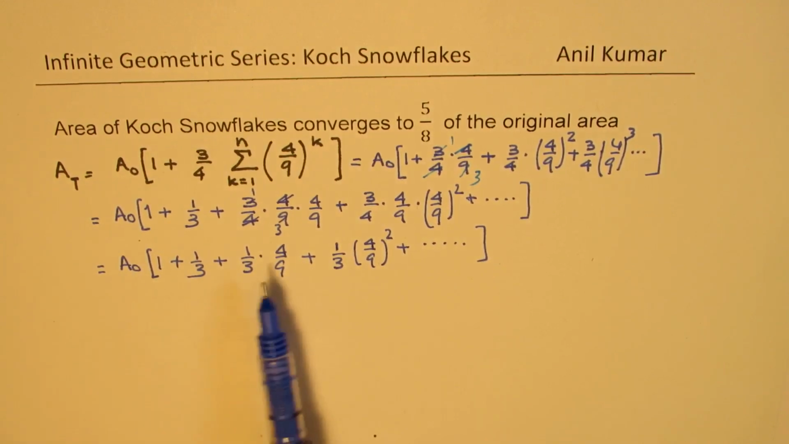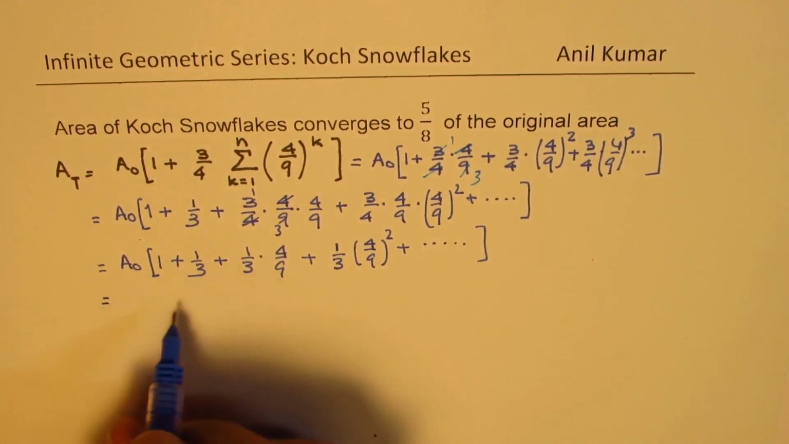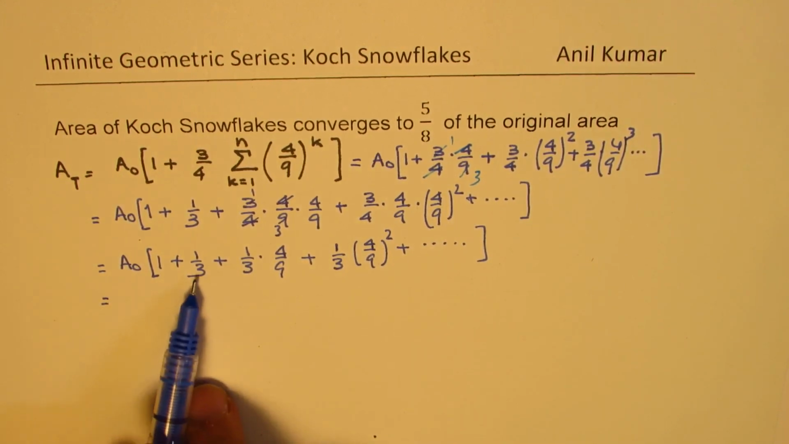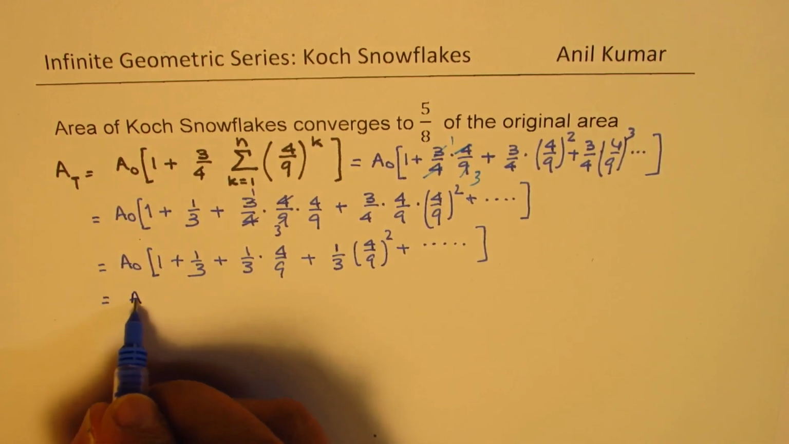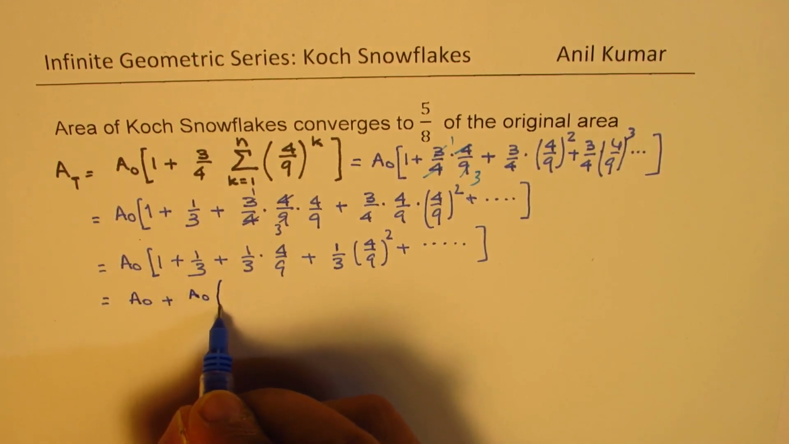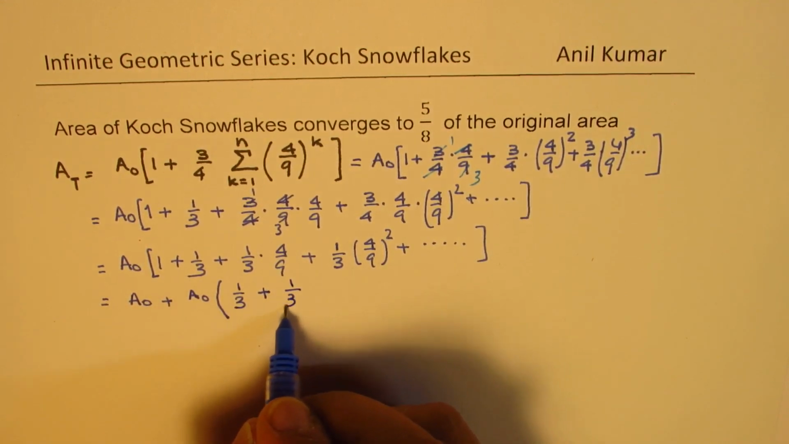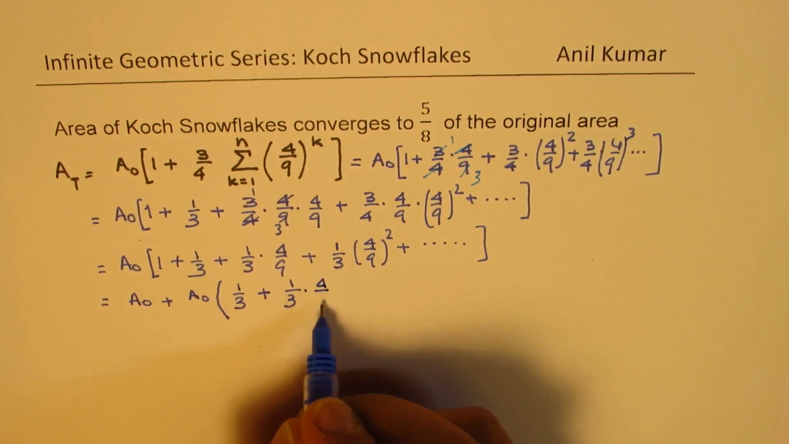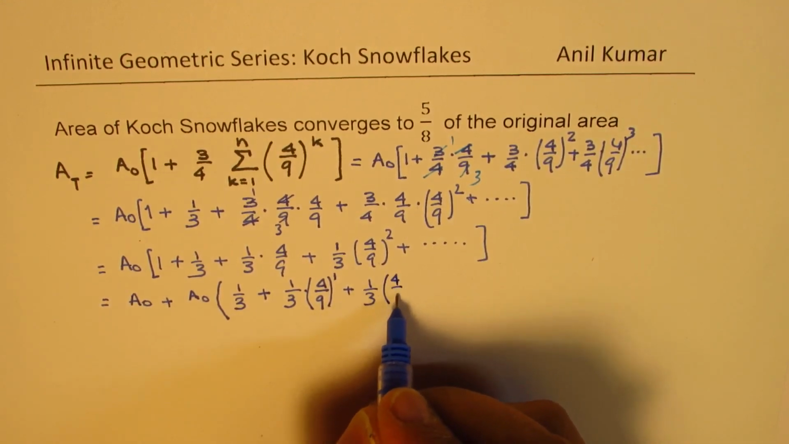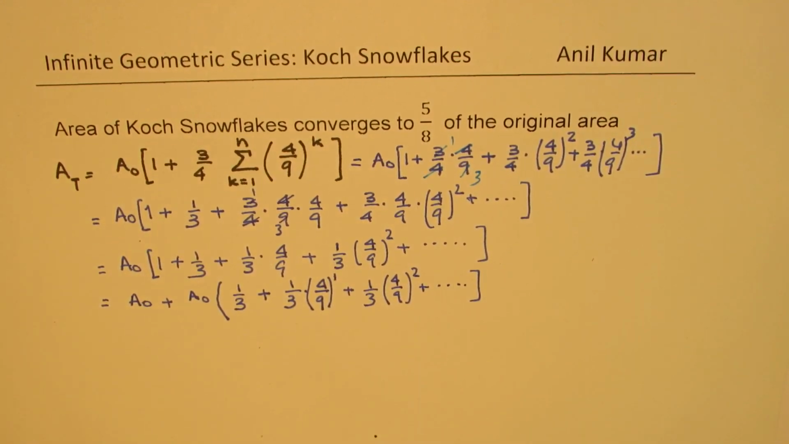Correct? So what you notice here is that in your series, you get the terms as equal to A0, the original area, right, whatever it is, and then the first term is A0 plus A0 times a series which starts with 1 over 3, and then each time to this term 1 over 3 we are multiplying by 4 over 9, right? This is to the power of 1, plus 1 over 3 times 4 over 9 to the power of 2, plus so on. So that is an infinite series, correct?